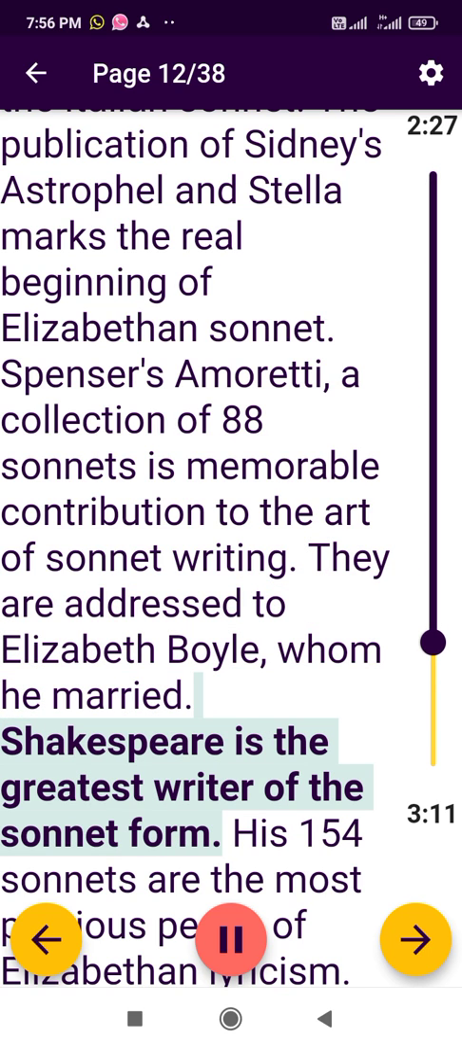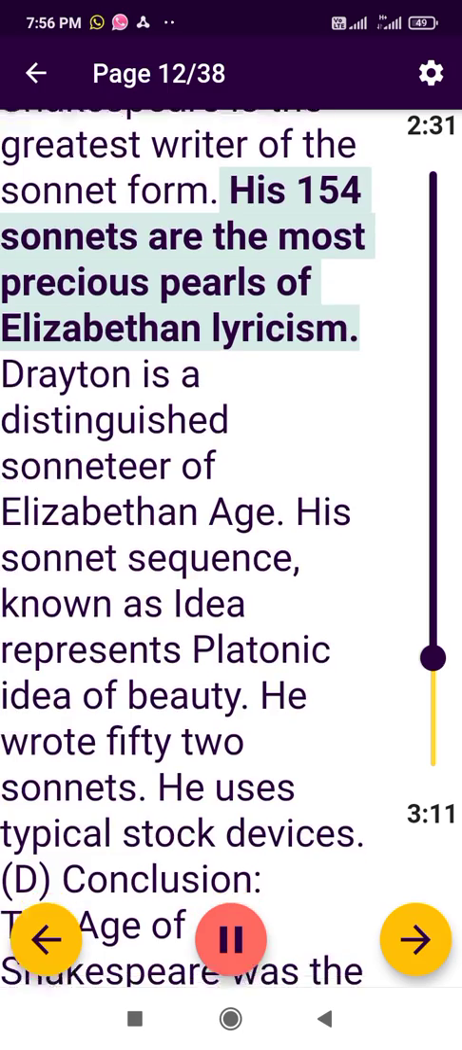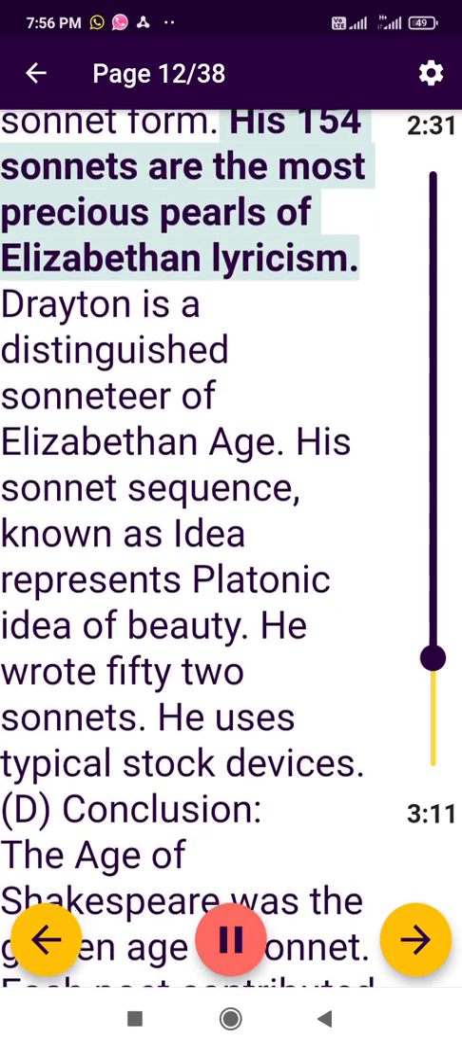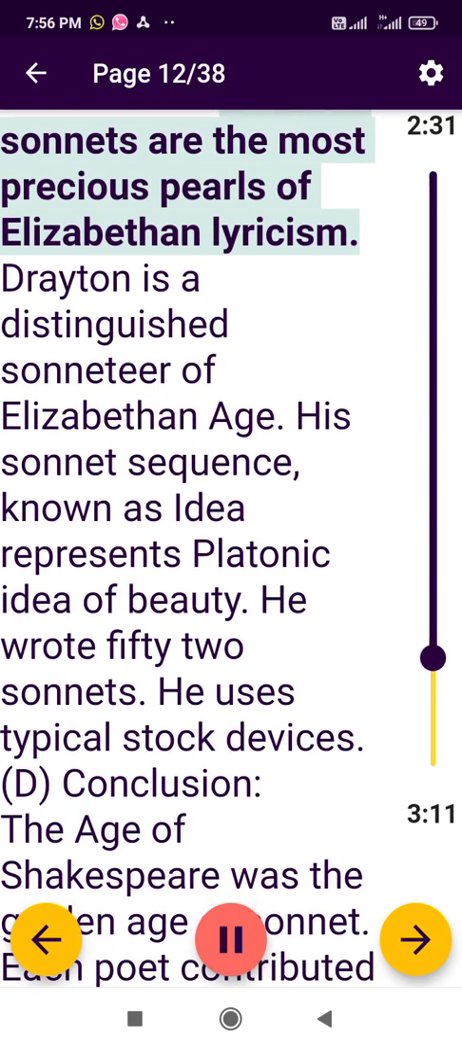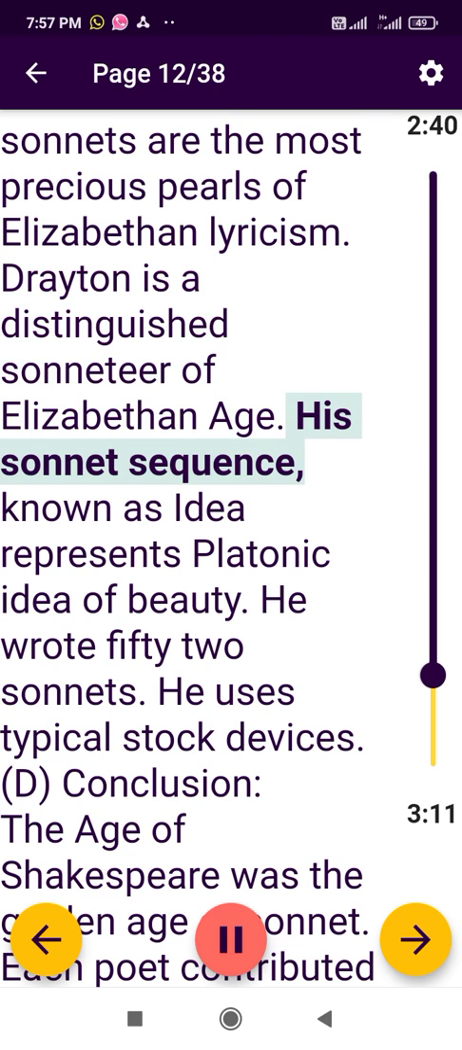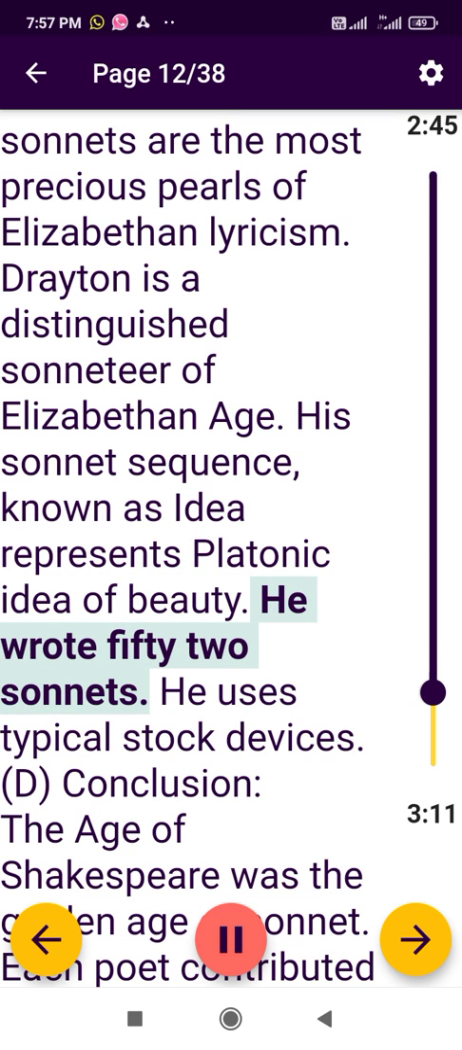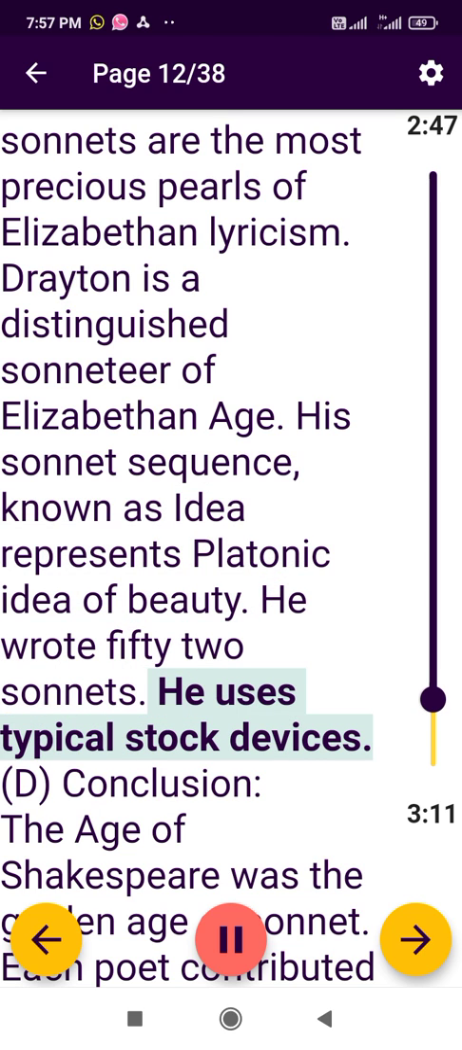Shakespeare is the greatest writer of the sonnet form. His 154 sonnets are the most precious pearls of Elizabethan lyricism. Drayton is a distinguished sonneteer of the Elizabethan age. His sonnet sequence, known as Idea, represents the Platonic idea of beauty. He wrote 52 sonnets. He uses typical stock devices.